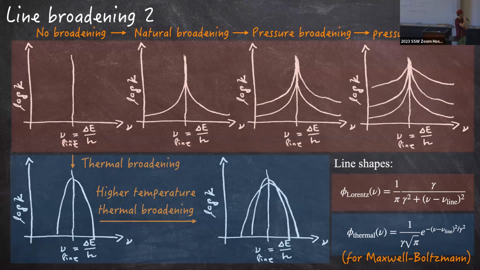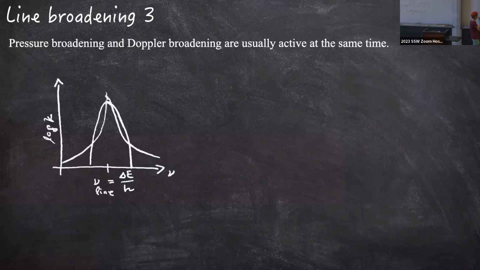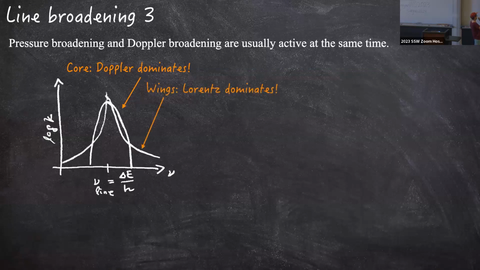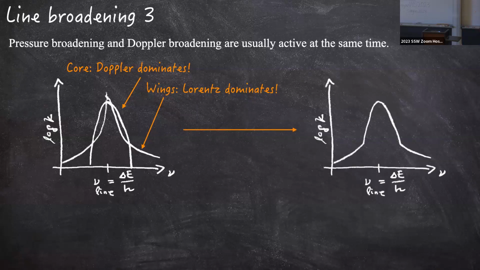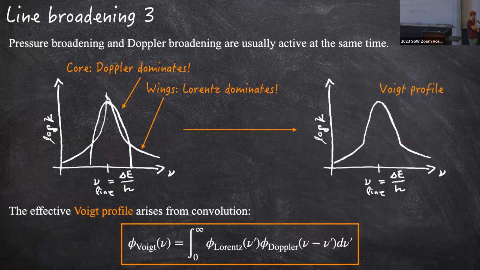All right, to be complete, of course, these processes are happening at the same time. They're both happening. And usually the line core is Doppler dominated and the line wing is Lorentz dominated. So the effective profile looks like this. This is also known as a Voigt profile. How do you get this? Unfortunately, there's no nice analytical form of this. You have to do a convolution, which is usually done numerically. There are some estimation functions for this if you want to calculate opacities. But usually you have to do this to get the full profile.